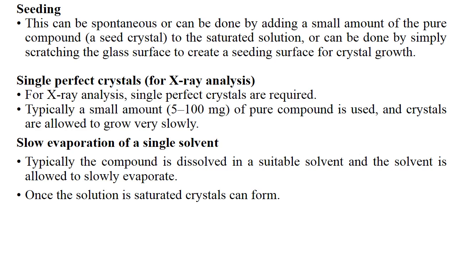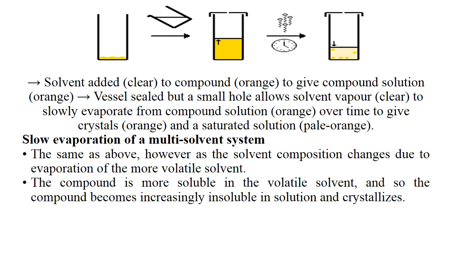Slow evaporation of a single solvent. Typically, the compound is dissolved in a suitable solvent and the solvent is allowed to slowly evaporate. Once the solution is saturated, crystals can be formed. This is the process, again explained. First of all, we take the solvent, which is clear in color, and the compound. When it is added, it will become orange in color and the solution will be orange.